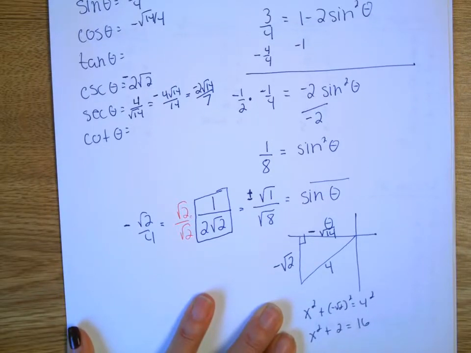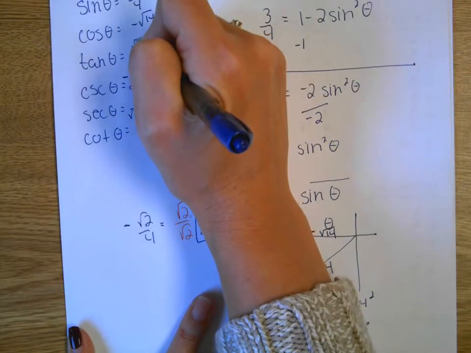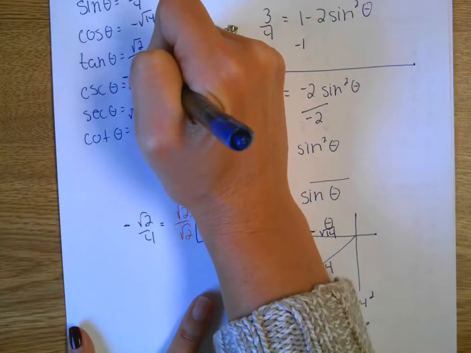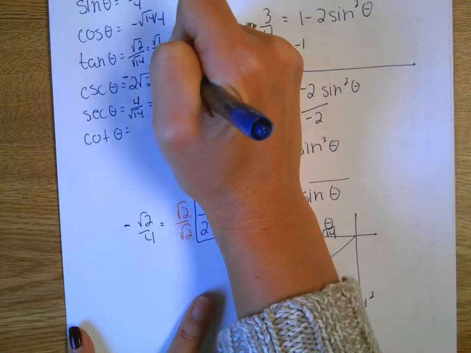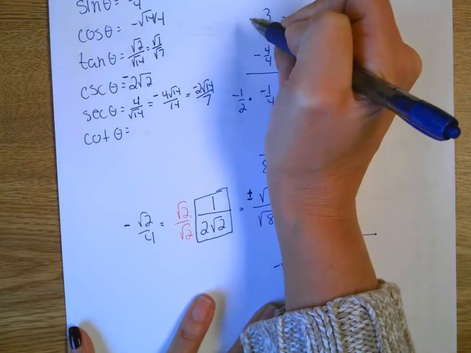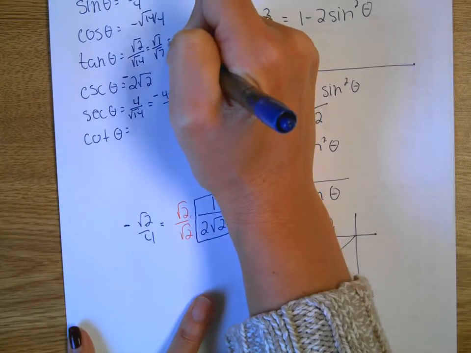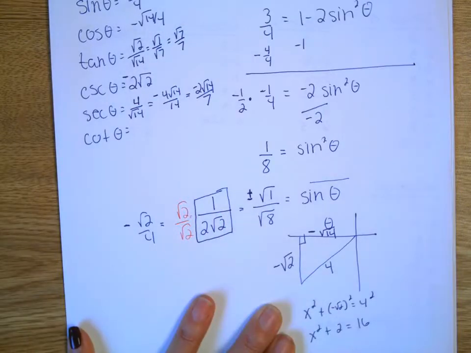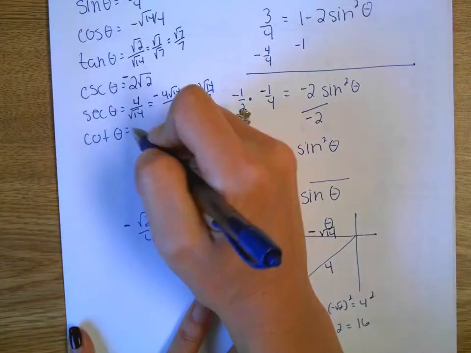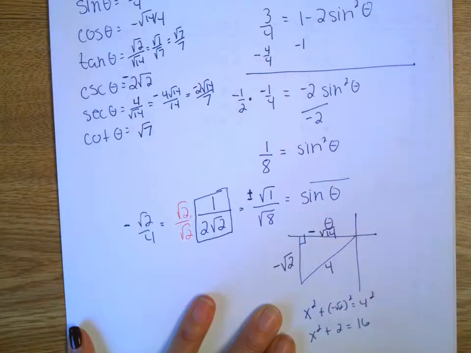And then tangent, square root of 2 over square root of 14. I can reduce first and get square root of 1 over square root of 7. That's legal. Square root of 7 over 7. Cotangent's just square root of 2, after you do all the flipping, and it's going to be square root of 7.